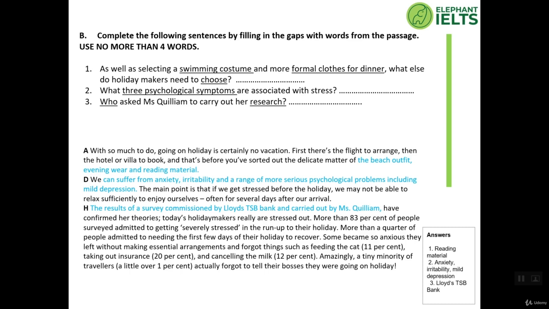In paragraph A, I find the words beach outfit. That's a synonym for swimming costume. And evening wear, which is a synonym for formal clothes for dinner. So I know I should be looking in this sentence for the answer. As you can see, the synonyms are in the same order as in the question. Beach outfit, swimming costume, and then the next item to choose is reading material. So reading material is the answer I need.